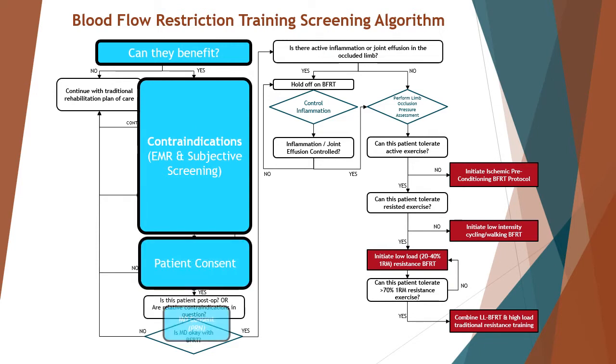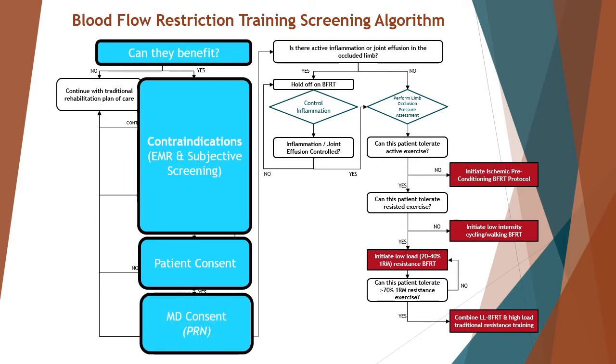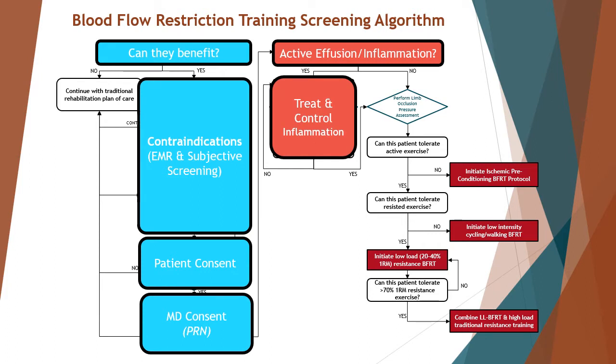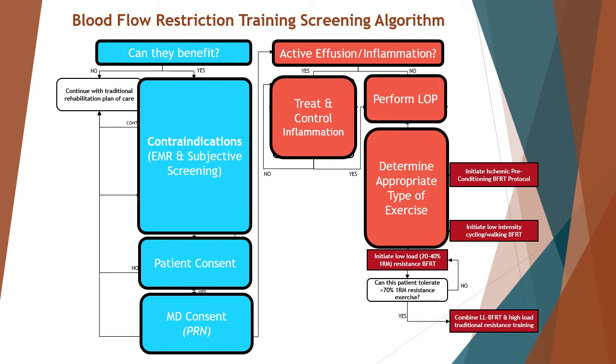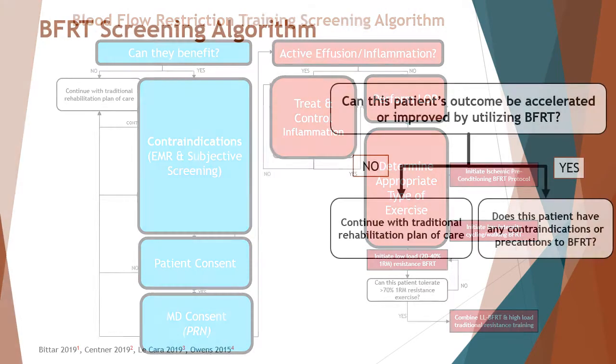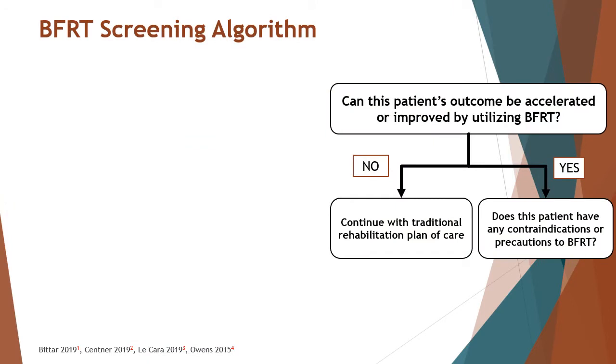You have to consent the patient, you have to consent the physician if indeed their precautions are in question and/or the patient is post-operative. Active effusion and inflammation, if that's present, then you need to treat and control that. Otherwise, you perform the limb occlusion pressure and then triage which type or form of exercise of BFR would be most appropriate. So really, it comes down to 8 steps, and we'll go through each of these in turn.